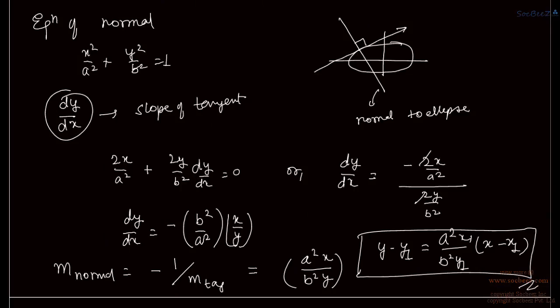Okay, so we have seen the equation of tangents and equation of normal to the ellipse in different forms. So finally we have another definition for ellipse. Let us see what that definition is.